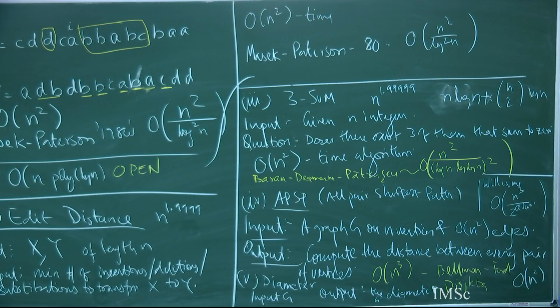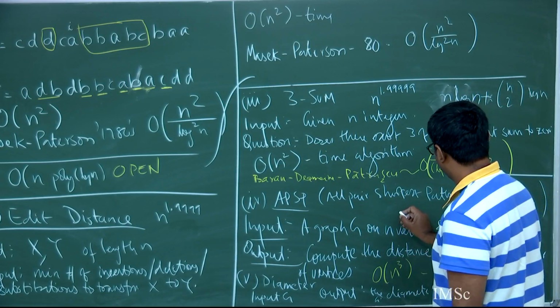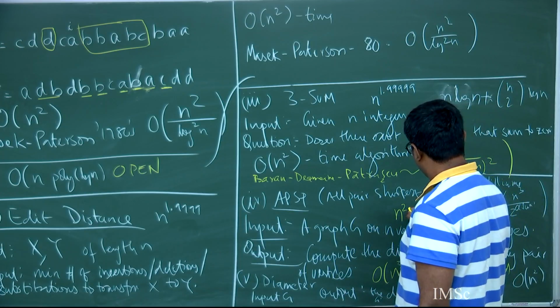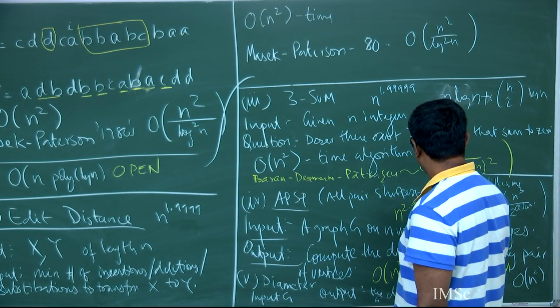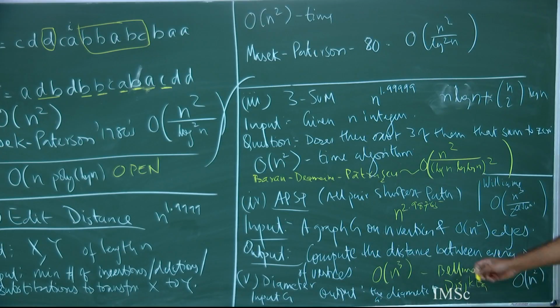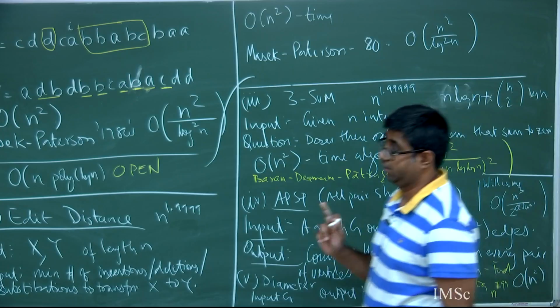And for all pair shortest path, we have an n cube algorithm, and I would be interested in something like n to the power 2.98765, something, I do not care. Same with diameter, say 1.99. Basically, this is what I call a breakthrough. So if we are able to get such an algorithm, this is what I mean by breakthrough.